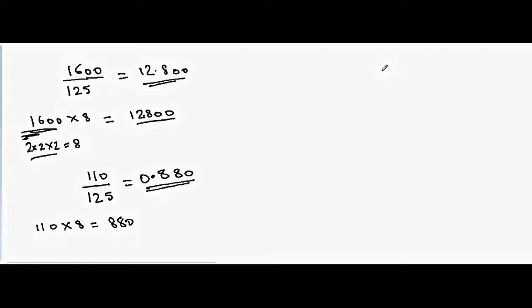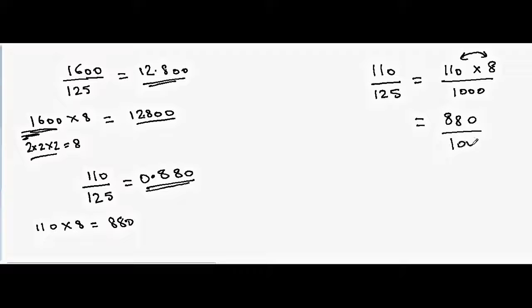So again, how I come up with this trick is, I have 110 and I have 125, so that will be equal to 110 into 8 divided by 1000. So in this case I'm just multiplying the number by 8 and then I'm dividing by 1000. So that's equal to 880 divided by 1000, that's equal to 0.880.